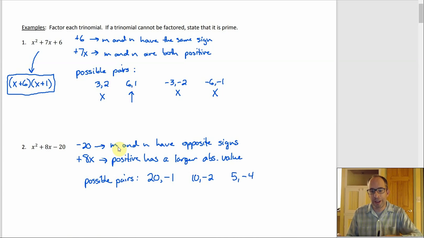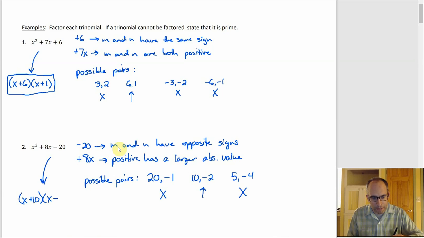But then when you add them together, you've got to get 8. So the correct one is that one, right? 10 plus -2 is 8. This one's way too big, it's 19. This one's too small, it's 1. So you want this. So when you factor this thing, it's going to be x plus 10 times x minus 2. And there we go. There it is, factored.